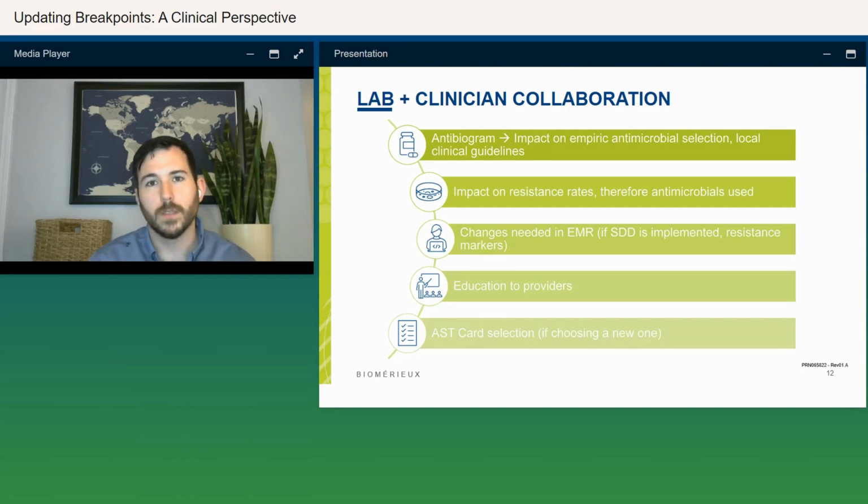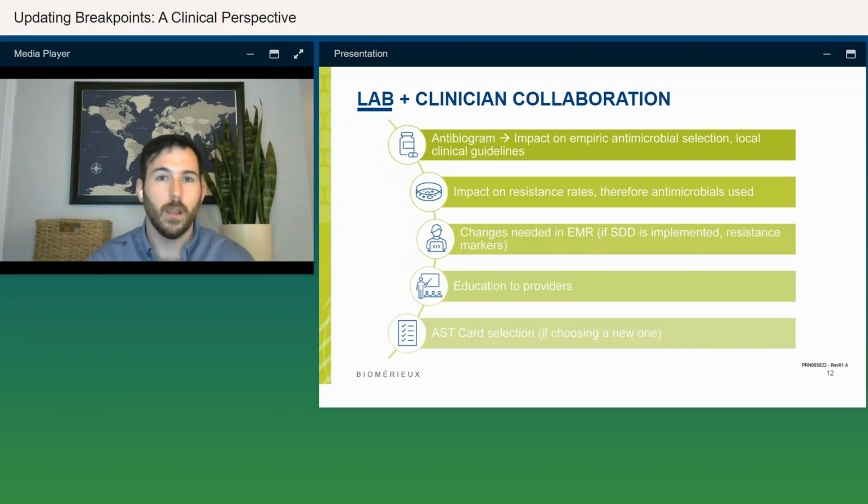Having a unified voice across both the lab and clinical teams, antimicrobial stewardship teams, when delivering education, and whether that's education to the house staff or other treatment members, administration, whoever it may be, that's going to lead to more effective rollouts.